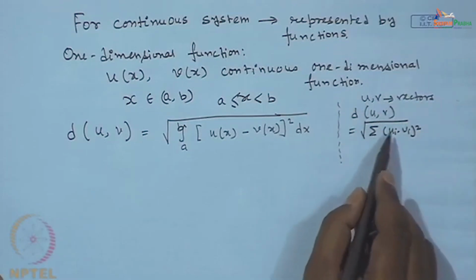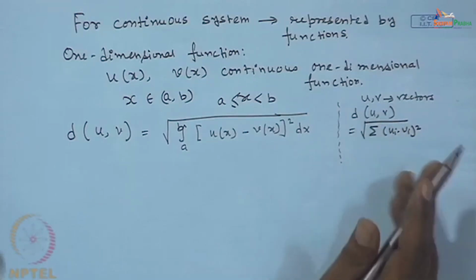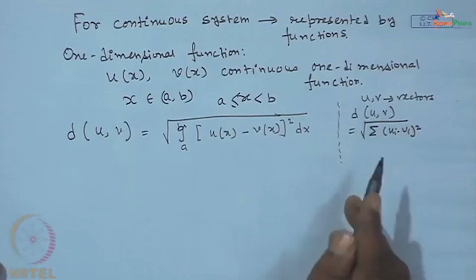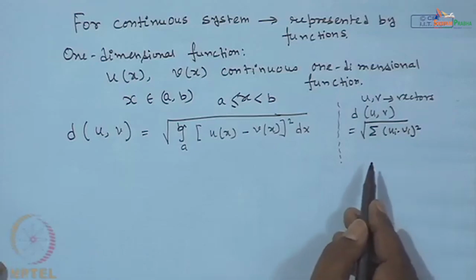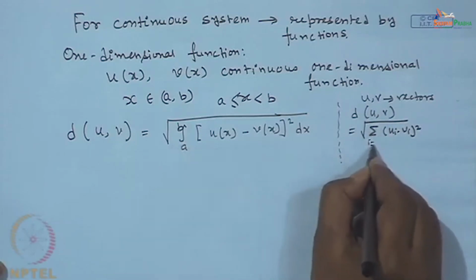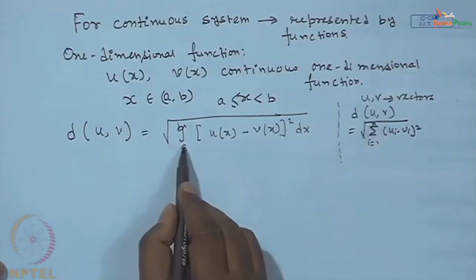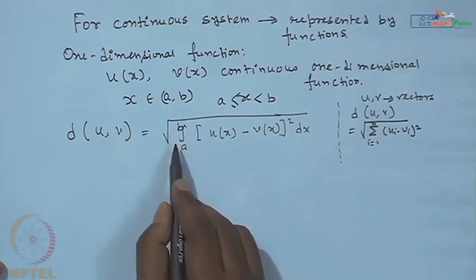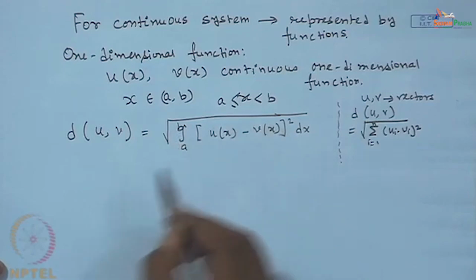Now, whenever the elements of these vectors are closely spaced, they will be represented by functions. So, you will be getting the summation. In the case of a function, the summation will be represented by this integral over the domain between a and b, and you will be getting this expression.